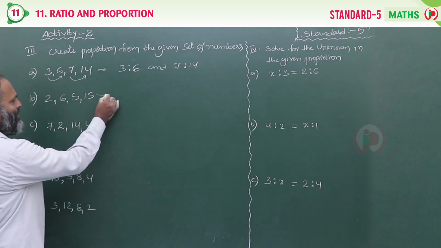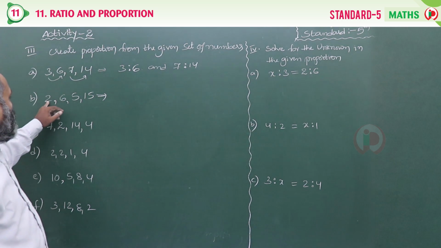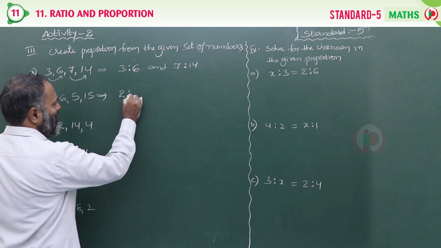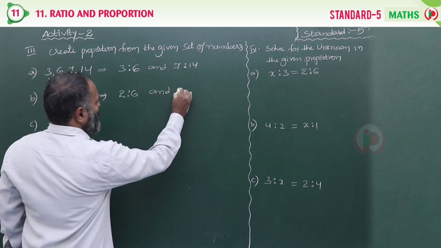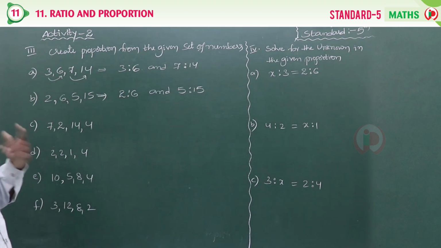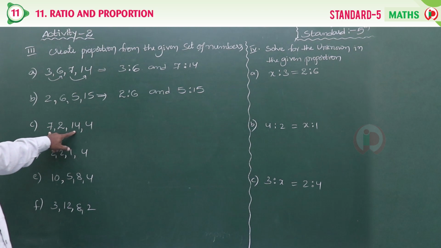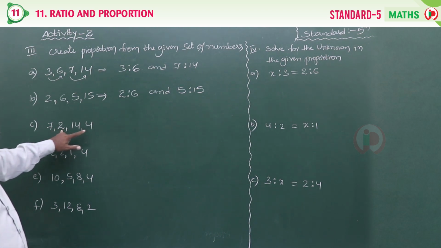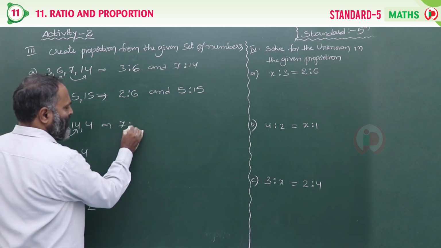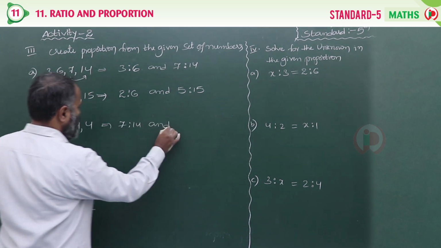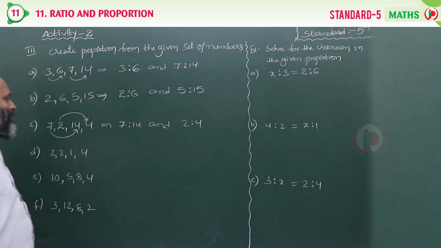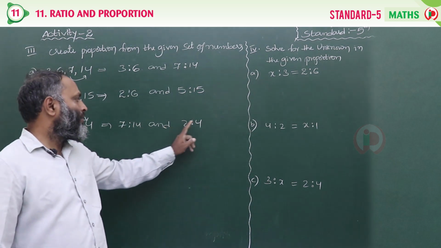In the same way, here 2 3s are 6, 5 3s are 15. These are also in proportion. So 2 is to 6 and 5 is to 15. Now how are they in proportion? See here, 7 2s are 14, 2 2s are 4. So we should take these two first. 7 is to 14 and 2 is to 4. They are in proportion. 7 2s are 14, 2 2s are 4.